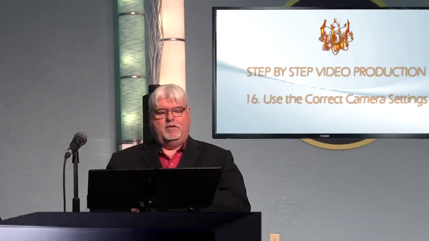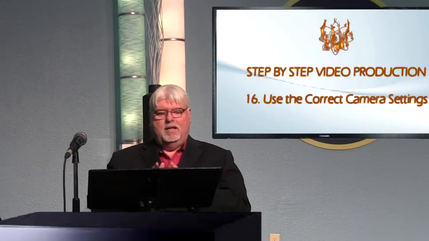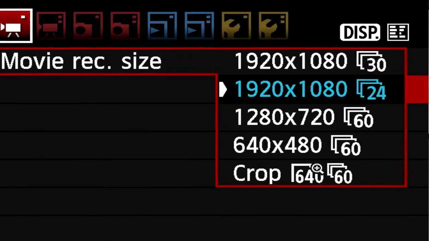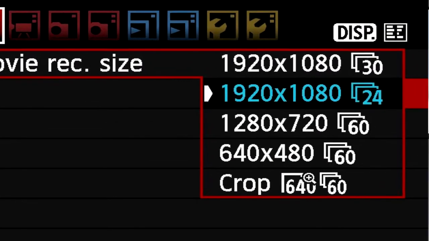But whenever you're setting up your cameras, it's always important to remember, what are you shooting for? Am I shooting for film? Am I shooting for television? Film rate and television rate are different, okay? Film is 24 frames a second. Television is 30 frames a second.